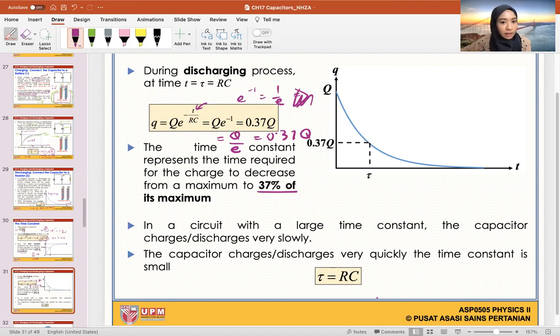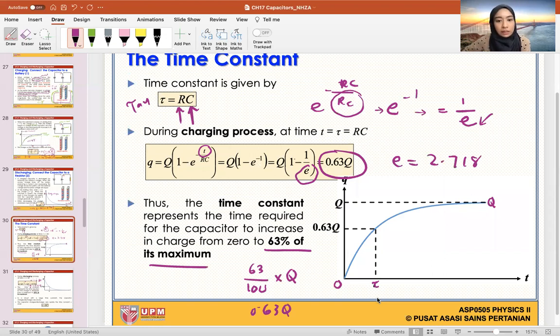Charging and discharging have different values of charge at the time constant. For discharging, the value at the time constant is 0.37. For charging, the value is 0.63. Do you have to memorize the number? You can, but you don't have to. You just have to substitute RC over RC. You need to remember this equation, but you don't have to remember the charge at the time constant. You just plug RC into the equation to get it, provided that you remember the initial equation. If you don't remember it, I can't help.